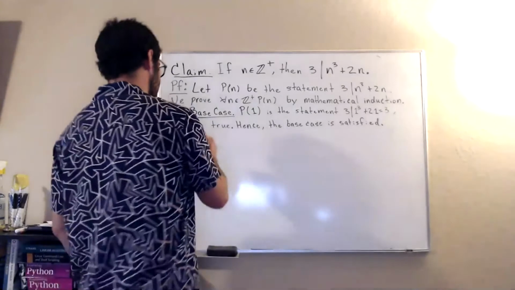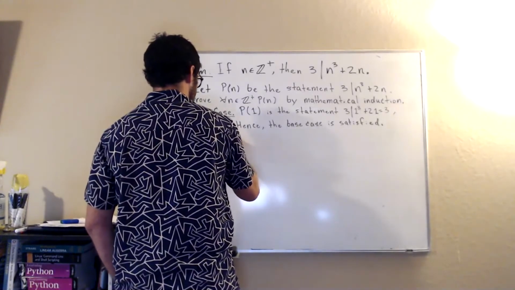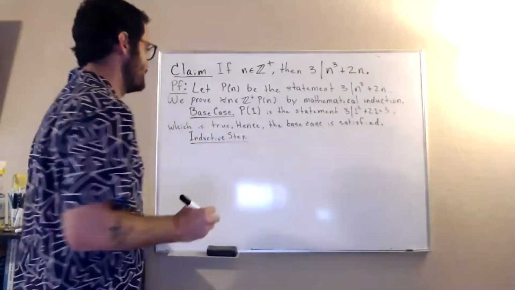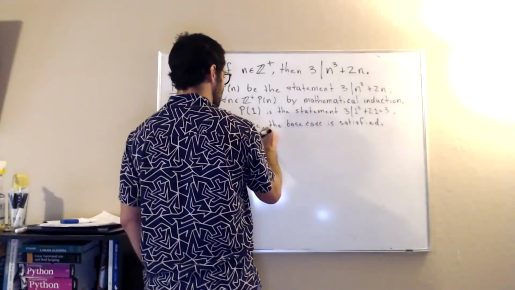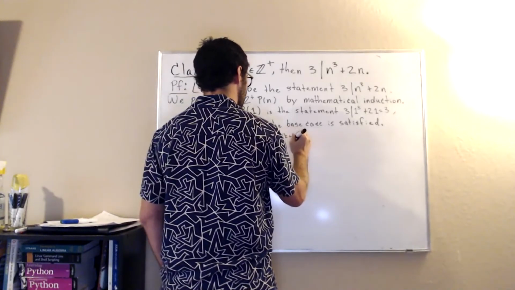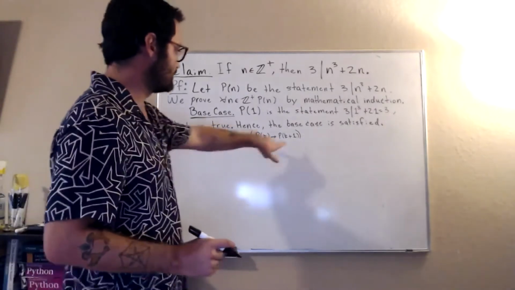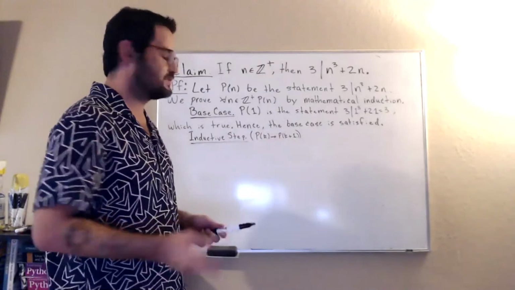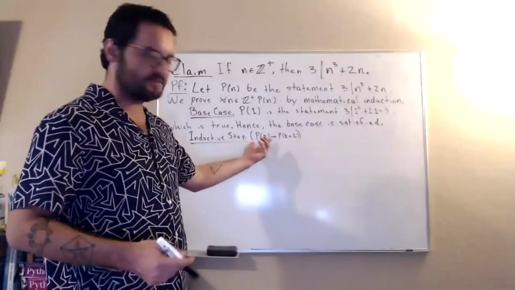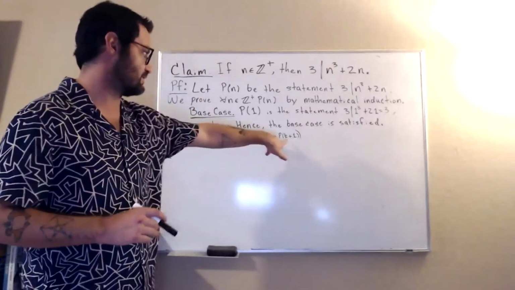Okay, so the next step is the inductive step. In the inductive step, I'll put in parentheses for you, we need to show that P of k implies P of k plus 1. That's what we were trying to show. This step is no different than any other simple proof that we've done. You have a hypothesis and you want to take that hypothesis and show the conclusion. It's just a claim. If that, then that.